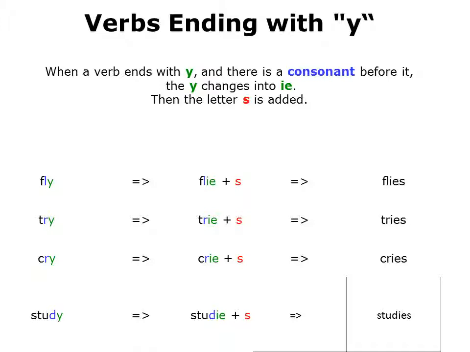Entonces tenemos, por ejemplo, the verb fly, el verbo fly, which means volar, to fly, volar. So you see that the letter Y, we have a consonant before it. Tenemos una consonante antes de la letra Y, siguiendo la regla, entonces vamos a cambiar la Y por una I latina, agregamos una E y después una S. That way we have flies, try, tries, cry, cries, study, studies, okay?